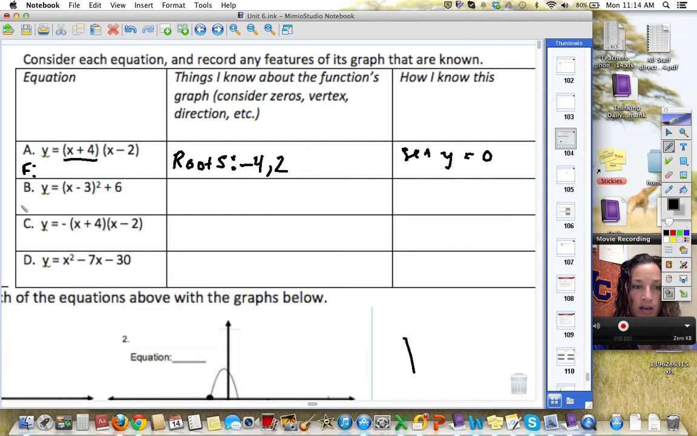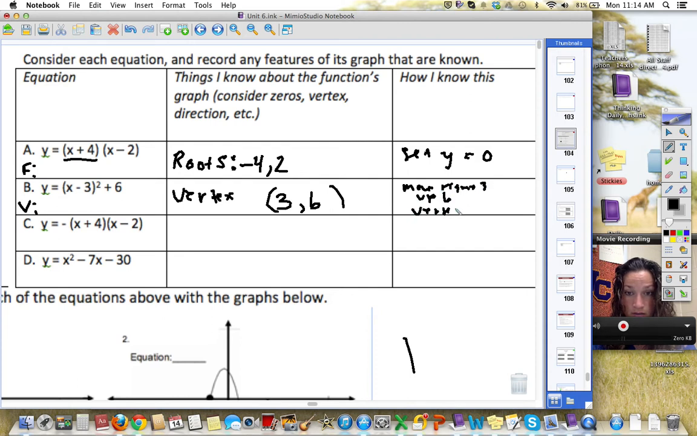This one, if I look, it's in vertex form. And so the first thing I know is vertex form is going to give me the vertex. And the vertex is always these two points. And the -3 always tells me the opposite. It's not moving left 3, I'm moving right 3. So I move right 3 and I move up 6, so my vertex is the opposite of what's in here: 3 and then 6.